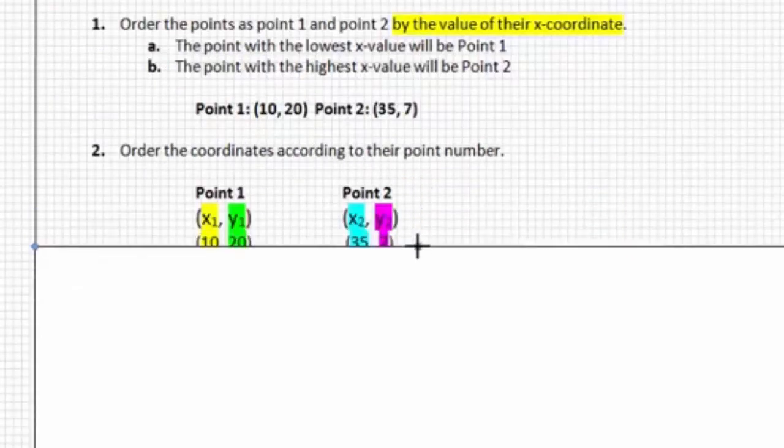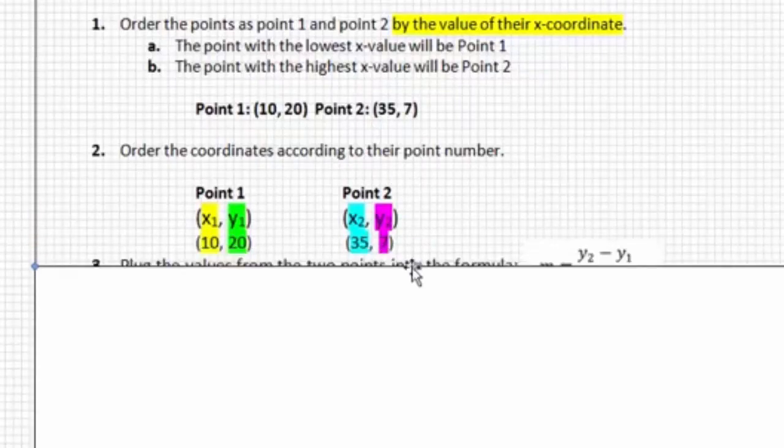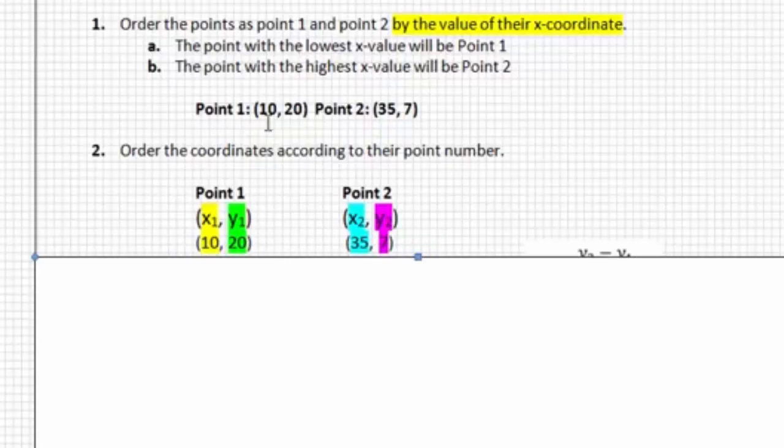Now we want to order the coordinates according to their point number. This is just taking it a step further, but I like to break it down into its own step. Here we said point 1 was (10, 20). So that means 10 is going to be x sub 1, and 20 is going to be y sub 1, because we're going to use these values in a formula, but it's important that we use them in the correct order. So 10 is x sub 1, and 20 is y sub 1, because they come from point 1. And for (35, 7), 35 is going to be x sub 2, and 7 is going to be y sub 2. Again, that tells us they're the x and y coordinates from point 2.